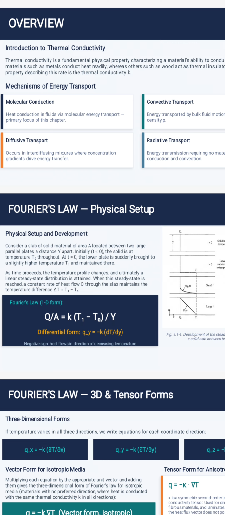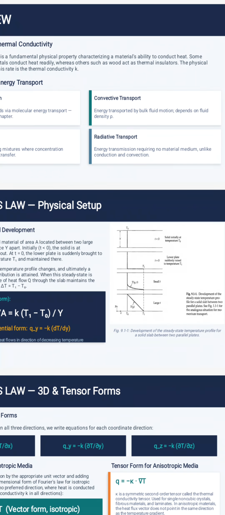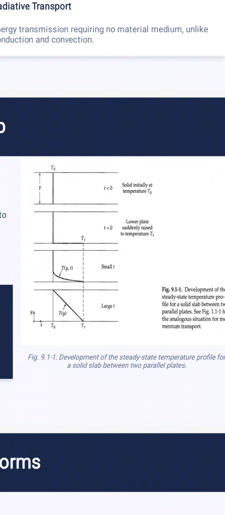T1 minus T0. Now what does this Fourier's law state? It says that Q by A equals K times (T1 minus T0) upon Y, which can be written in differential form as qy equals minus K dT by dy, where qy represents the energy flux. Now here on this diagram we can see how temperature is varying with respect to the y coordinate.